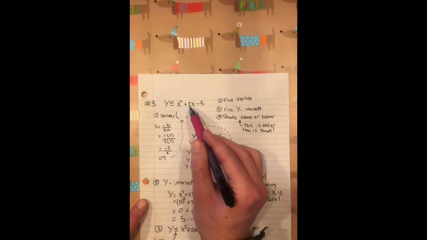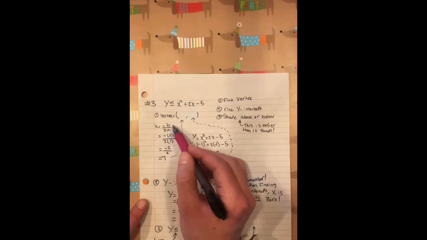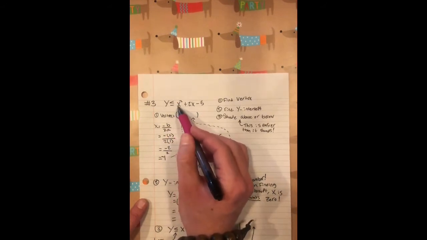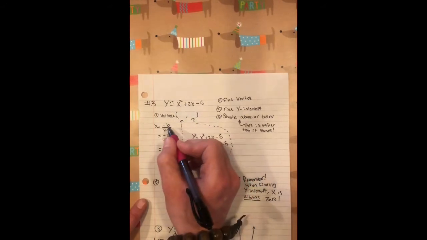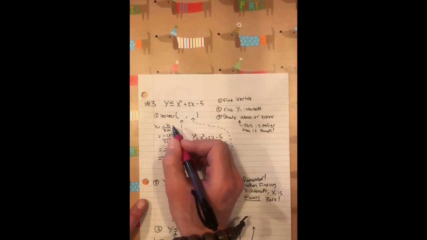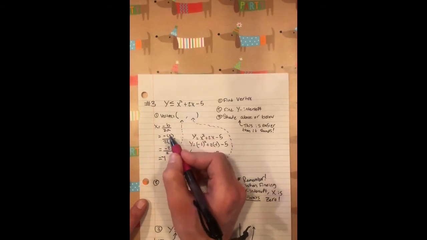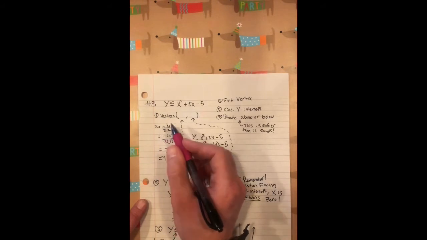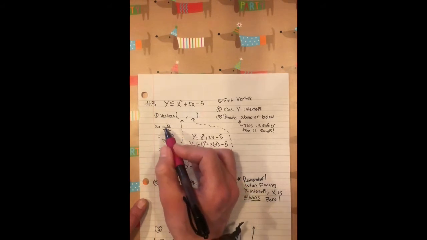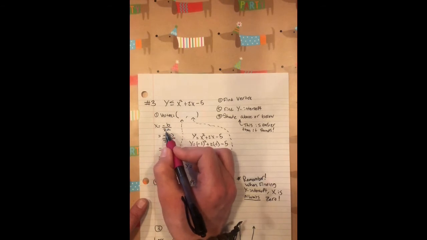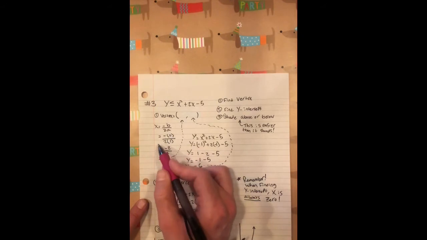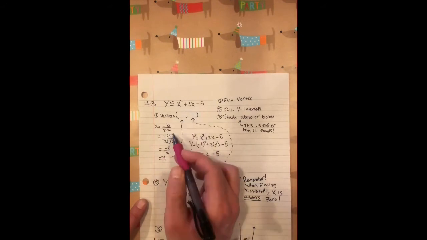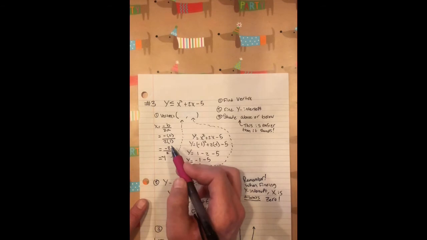2, positive 2. What is a in this problem? How many x squareds do we have? 1. So b is 2, a is 1. Here is b. What I'm going to do is put parentheses around it and plug in 2. Where did that negative sign come from? The formula. Where did this 2 come from? The formula. Put parentheses around a and plug in 1. That's how I got this. I plugged in 2 for b, and 1 for a.